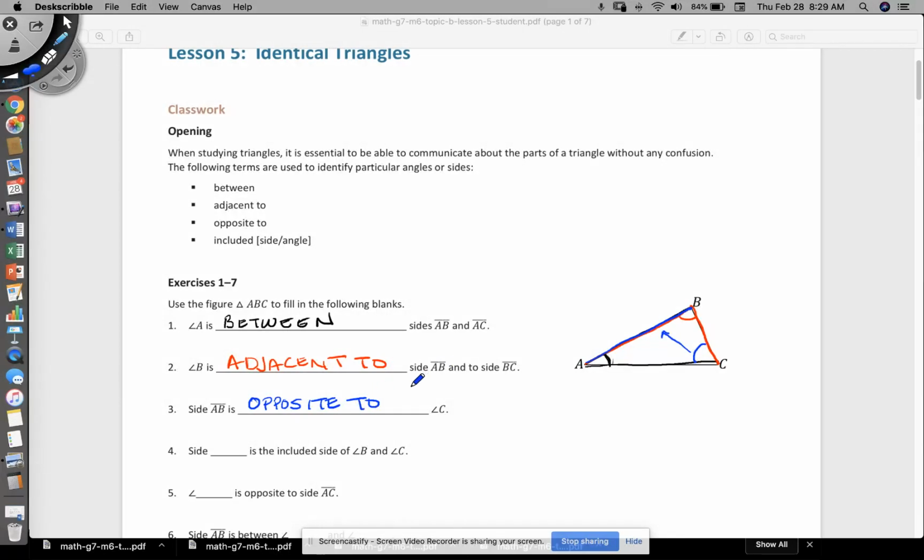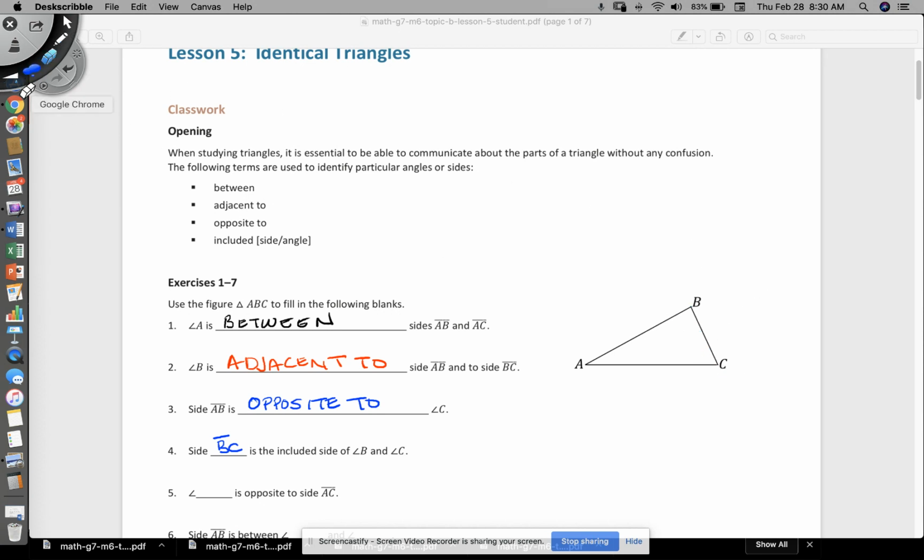Now, side blank is included inside of angle B and angle C. All right, so I'm going to erase my drawings real quick so we can do these angle measurements. Let me read that again. Side blank is included for the side of angle B and for angle C. So what side do they both have? They both share this side right here. They need that side in order to create their angle. So we're going to say line segment BC.